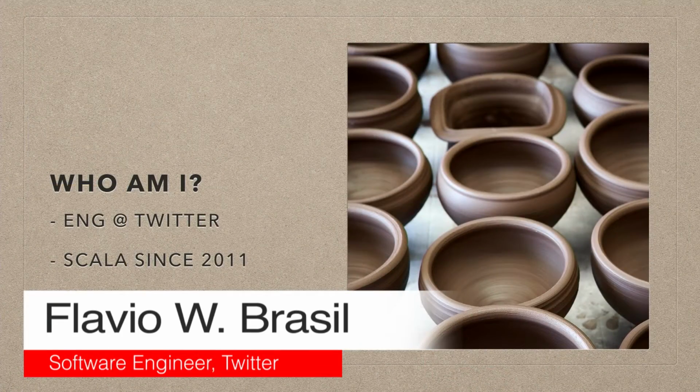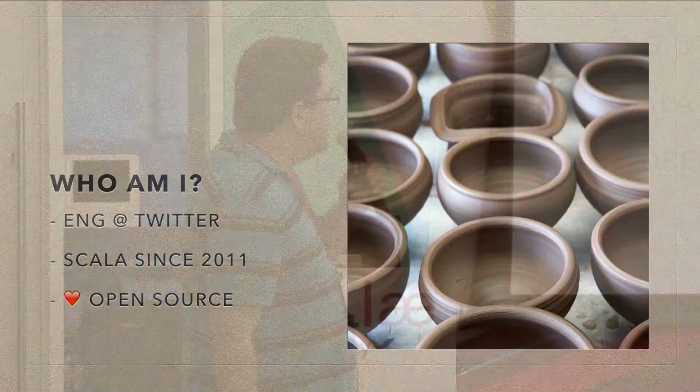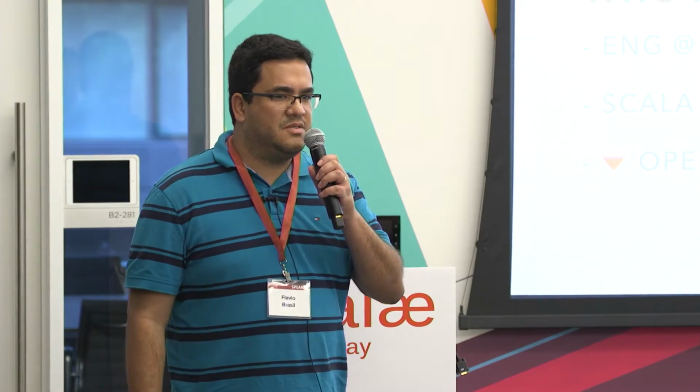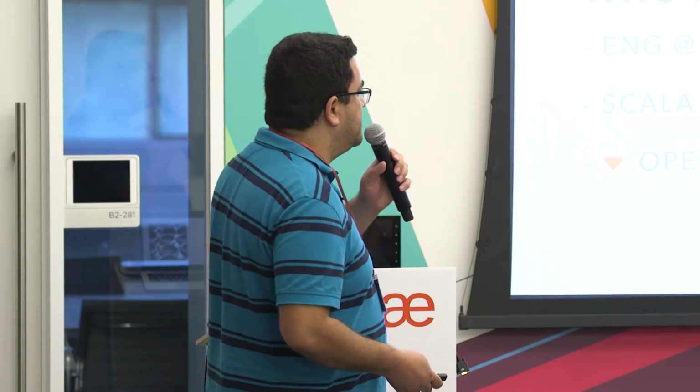So who am I? I work here at Twitter as a software engineer. I work on the core services team, and more specifically, I work with the Tweets microservice. I've been in Scala for a few years, and I really love open source. So I'm always working on something, and the last thing that I've been working on is the Quill library.